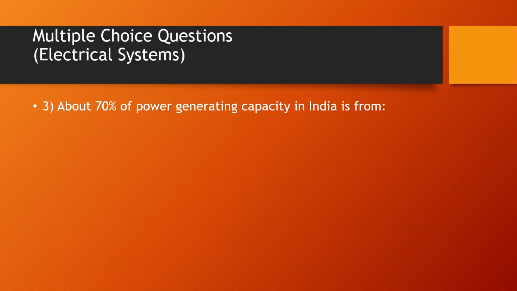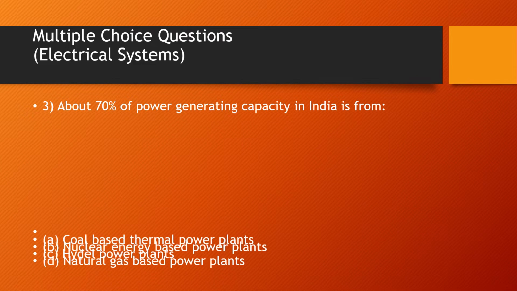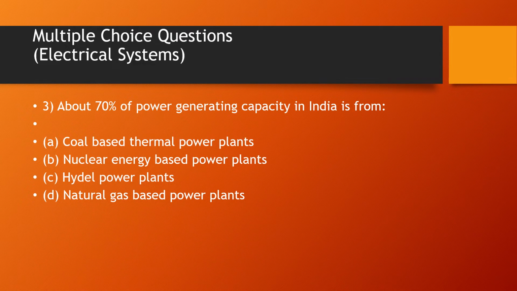Now coming to the next question, about 70% of power generating capacity in India is from option A, coal-based thermal power plants, option B, nuclear energy-based power plants, option C, hydel power plants, option D, natural gas-based power plants. And the answer to this question is option A, that is coal-based thermal power plants.